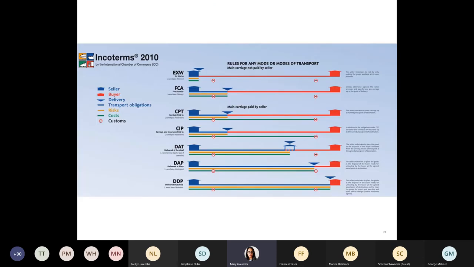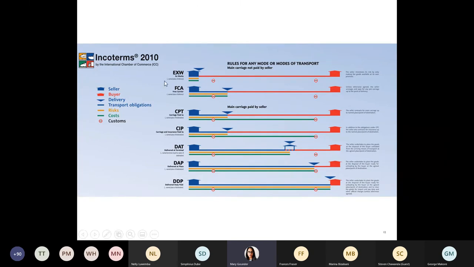So Incoterms are updated every 10 years. Most people would be familiar with Incoterms 2010, Incoterms 2000, and now Incoterms 2020 has been launched earlier this year. But we'll go through both Incoterms 2010 and 2020 now.